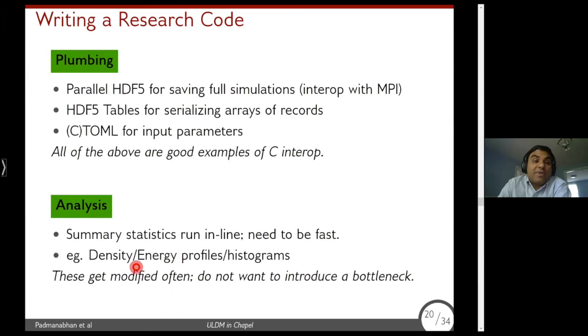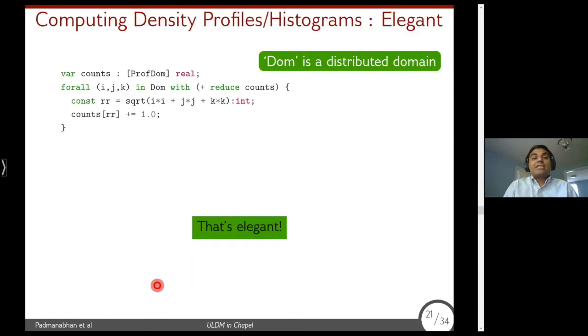When you think about the other piece of a research code, you want to be thinking about analysis steps, and those analysis steps quite often involve running things in line with your code, so they need to be relatively fast. One of the standard things we ended up doing is calculating profiles and histograms, and these get modified pretty often, so you don't want to be introducing bottlenecks into the code. And so let me just show you one of those bottlenecks that we recently tripped over, which is computing a density profile or a histogram. This is the way you would simply compute one with an overall reduction.